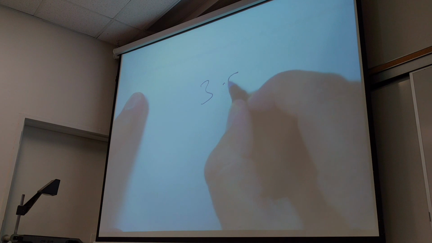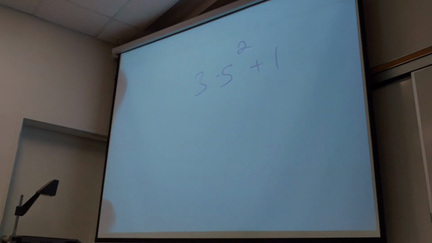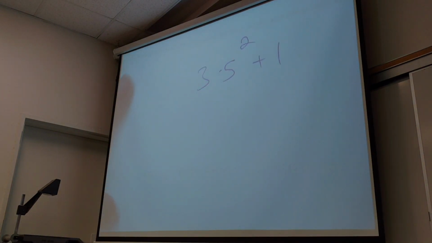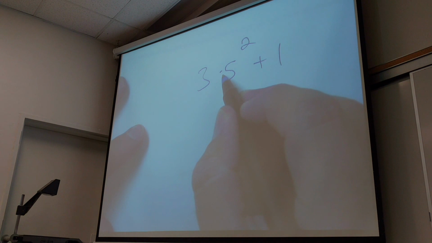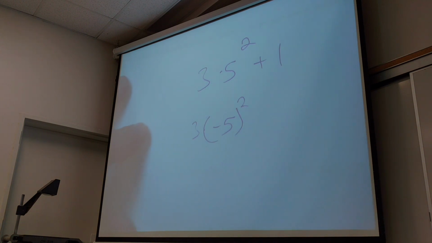Again, if I said 3 times 5 squared plus 1, that's a little easier to see what's going on. There are no parentheses there because I don't need them. But what if it was a negative 5 here? That doesn't look right. I need parentheses. So the only thing the parentheses mean in this case is multiplication. They're not at the P level because there's nothing to do on the inside.